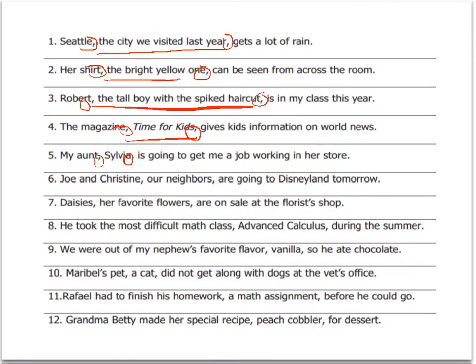Number five, my Aunt Sylvia is going to get me a job working at her store. Comma, comma, and this time it's just one word, a proper noun, Sylvia. Number six, Joe and Christine, our neighbors, are going to Disneyland tomorrow. Comma, comma, this is our appositive.